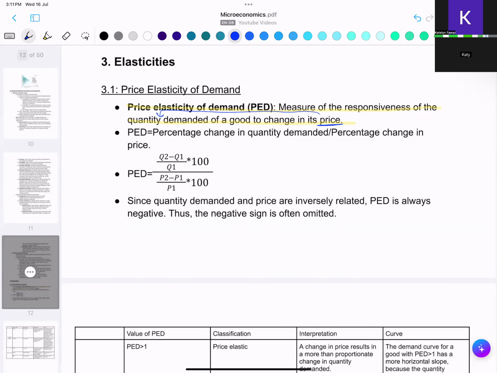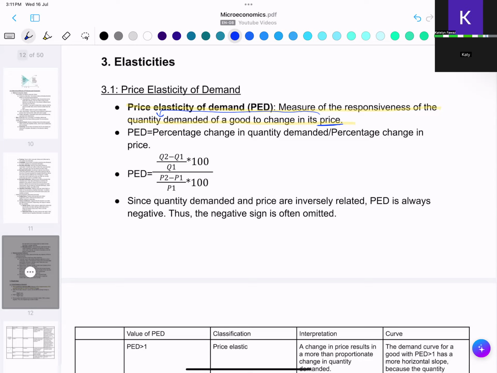Just to clarify on what price elasticity is, it's basically when the price of a good or product changes, how does the quantity demanded change? So in response, what happened to the quantity demanded? This chapter basically discovers every single scenario and the types of goods and products and how these changes happen accordingly.